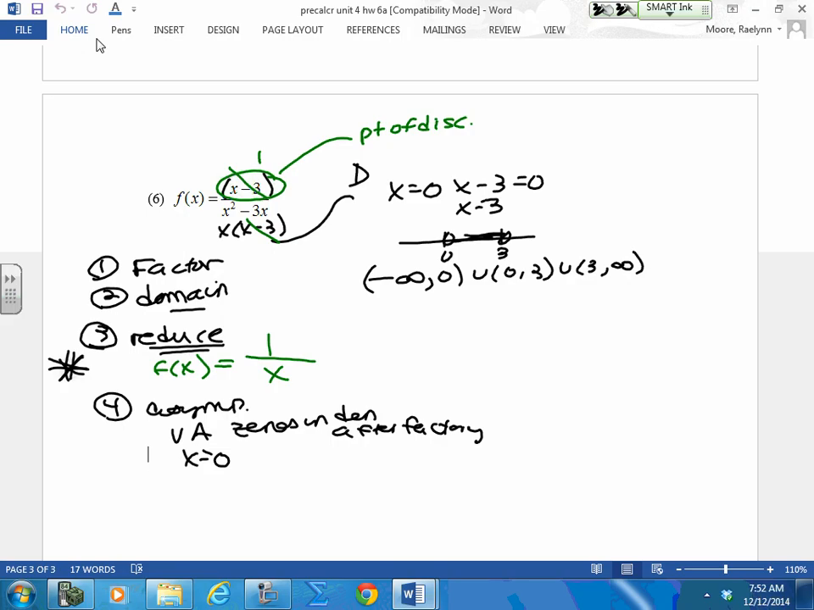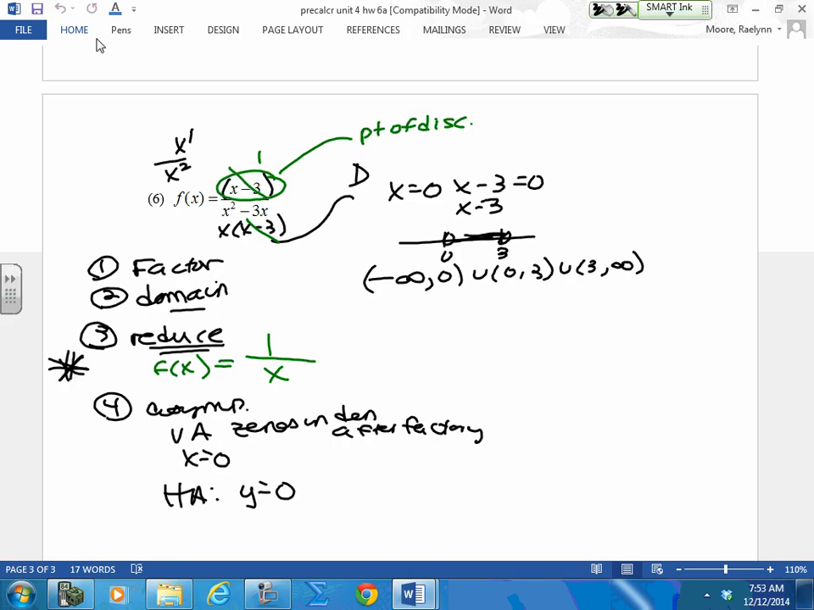Everybody good? Okay, horizontal asymptote, go back to your original. Take the degree, the highest degree in the numerator, over the highest degree in the denominator. When the degree in the numerator is less than the degree in the denominator, what's your horizontal asymptote? You have one. When the degree in the numerator is less than the degree in the denominator, go look at your chart. Y equals 0.